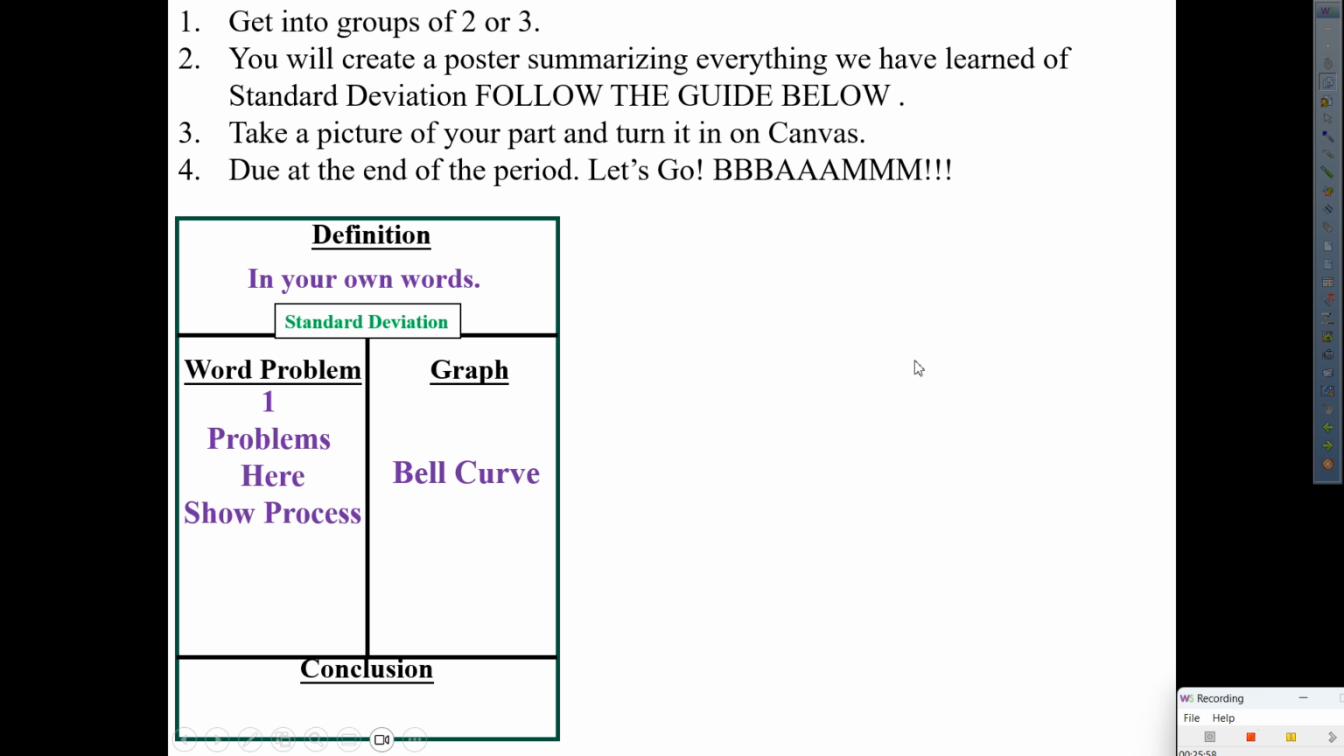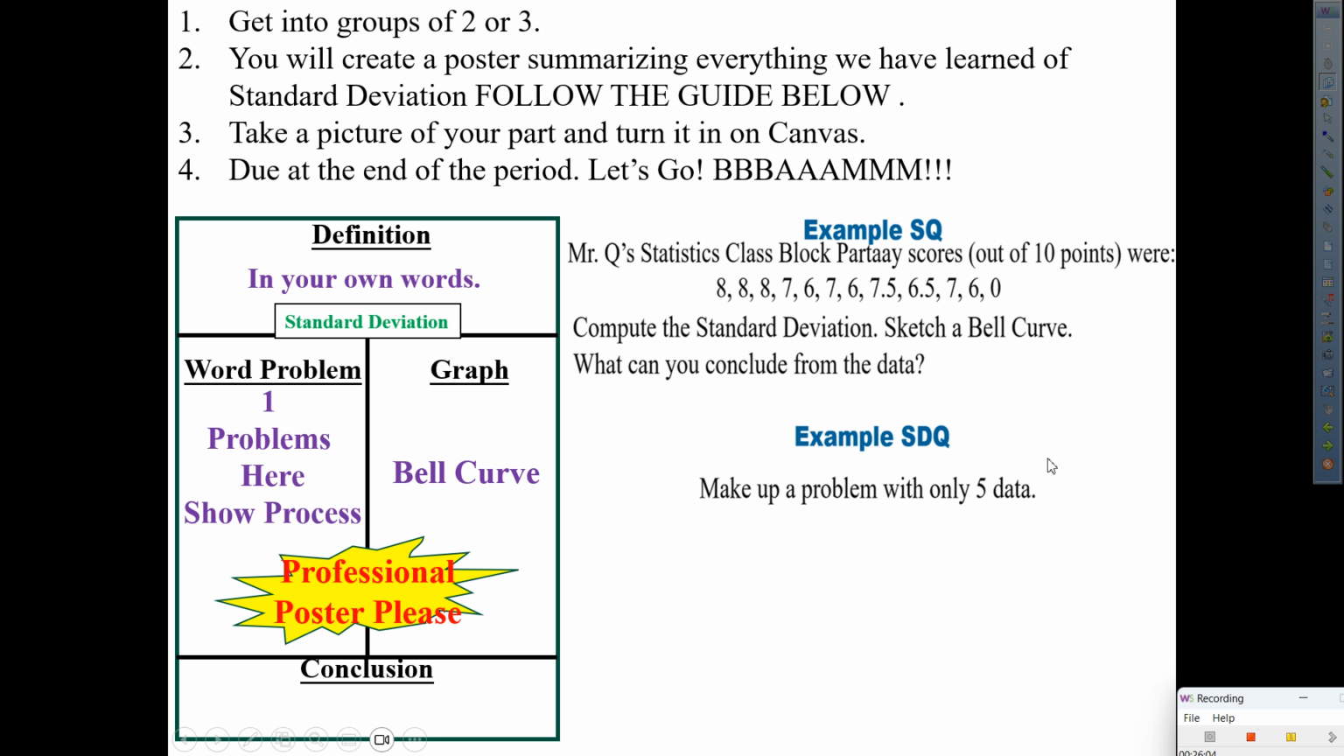Now check this out. I'm going to give you 2 options. Either you take option number 1, example super Q, that's already a word problem, but look at how many data I gave you. Now it's 10 data. It's a lot of numbers. Or you can make up your own word problem with only 5 data.